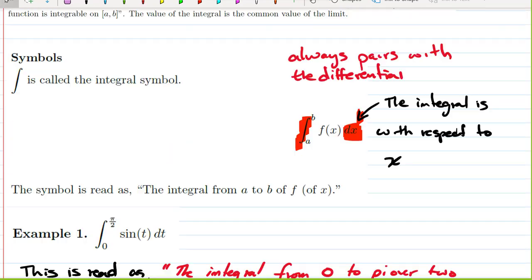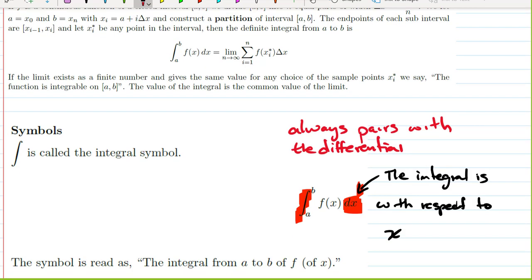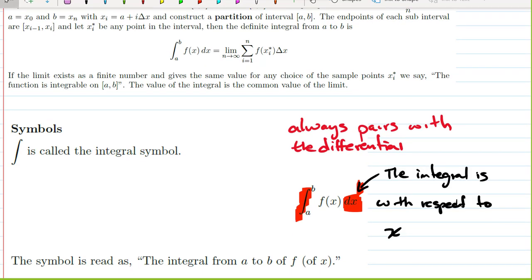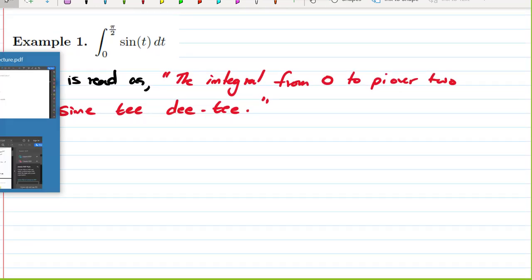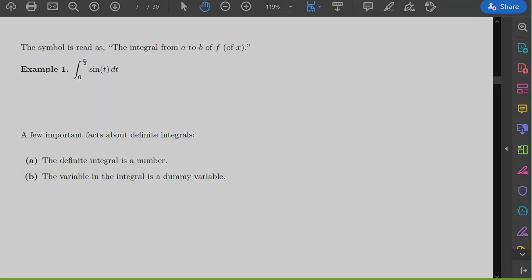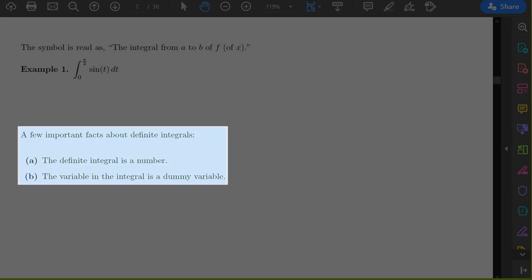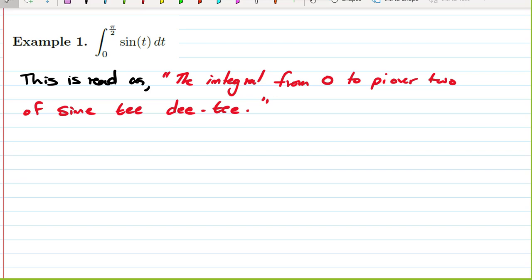So we want to keep in mind what the definite integral represents. When we introduced the Riemann sum last time, we were adding up approximating rectangles to find the area underneath the curve. And each time we computed that sum, we always got a finite number if the limit existed. So a couple of important facts about the definite integral and the integral symbol itself.